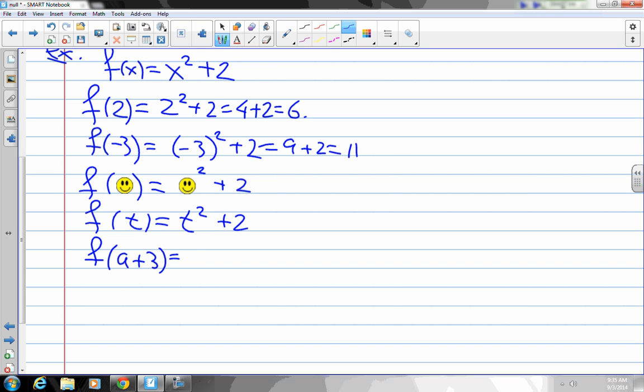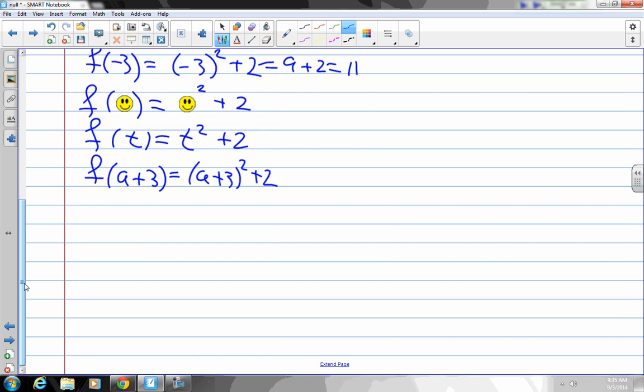What if I ask you f of a plus 3? A plus 3 squared plus 2, right? Now, can you do something about a plus 3 squared? What is a plus 3 squared? Can we expand that? Yeah, very good. So the worst thing that you can do with a plus 3 squared is to tell me that it's a squared plus 9. That would be wrong. But you're absolutely right.